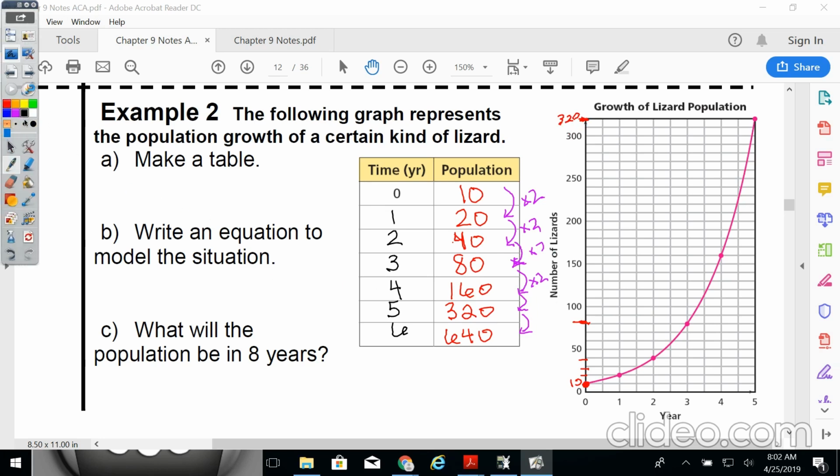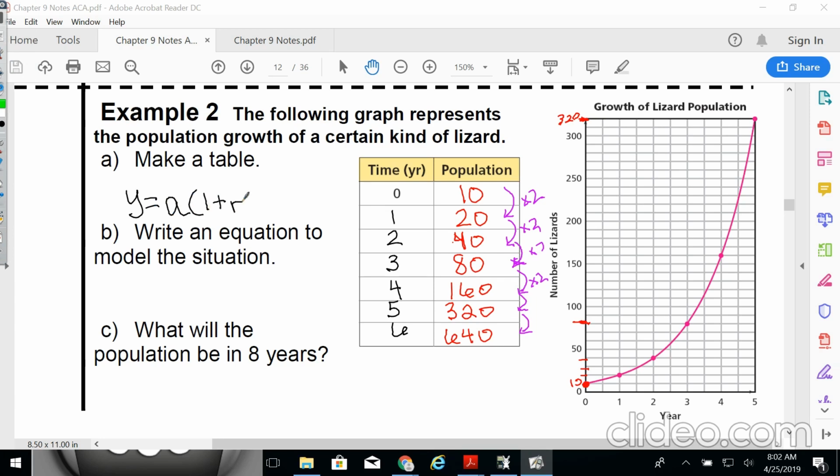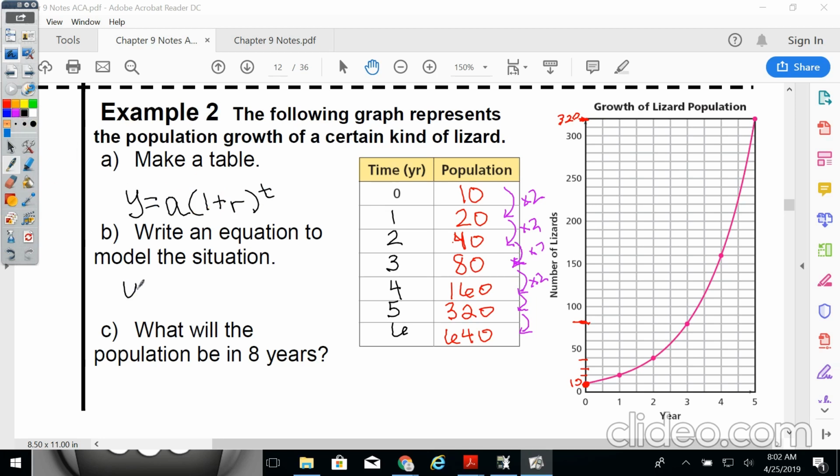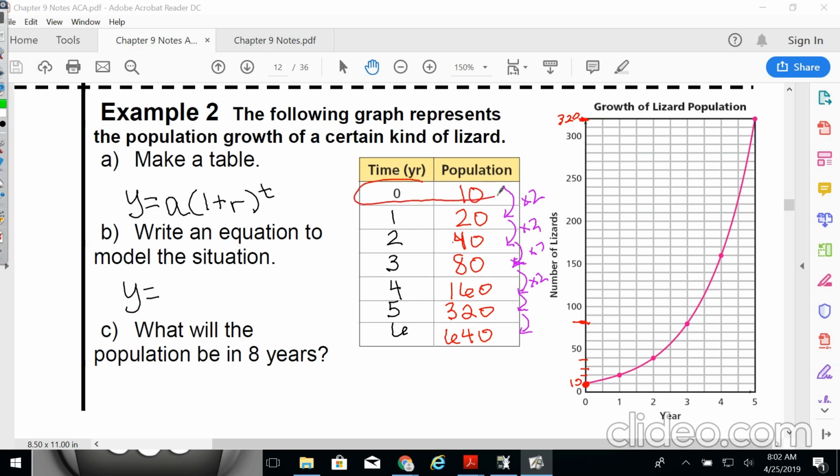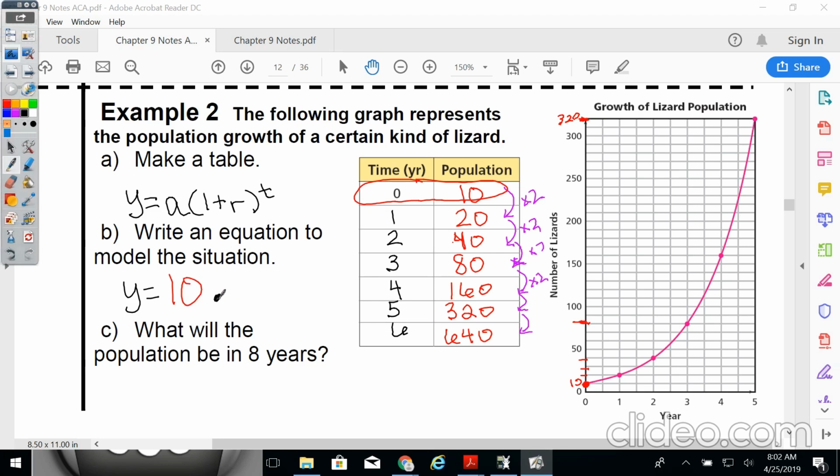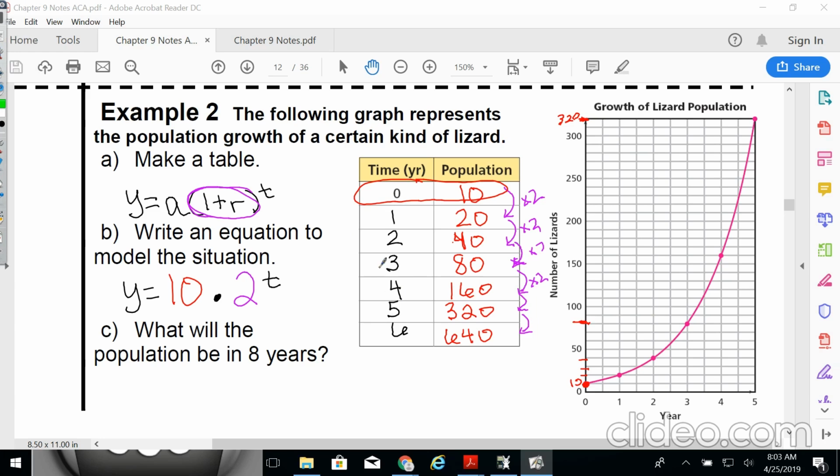All right, so then we want to make an equation. Copy the equation down. y equals a times (1 plus r) to the t. The y equals is your population. a is your starting number. So what number do we start with? We start with 10 lizards. And then we do times. We don't know the rate, but we know the whole growth factor. The growth factor, this whole thing, is what we're multiplying by. So we're multiplying by 2, and then we're going to raise that to the t power because time is in years.